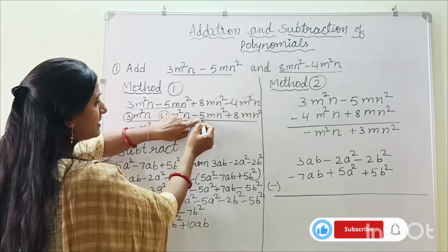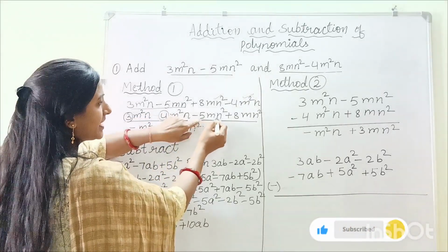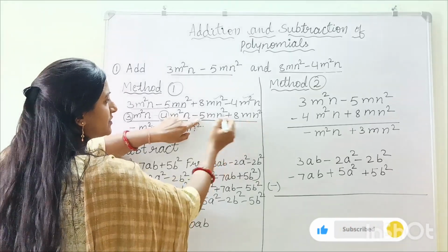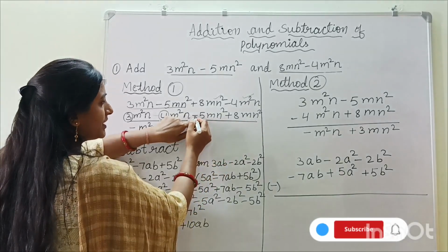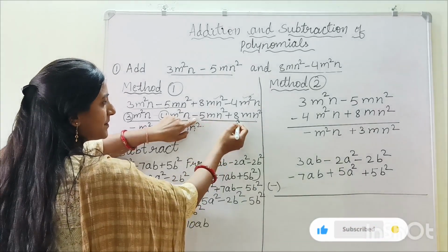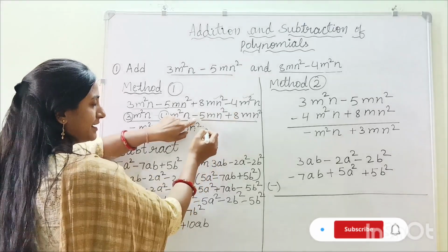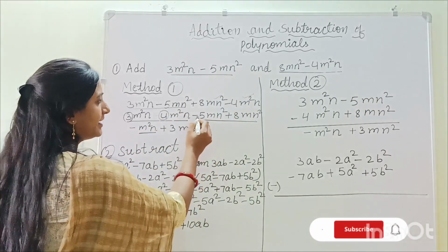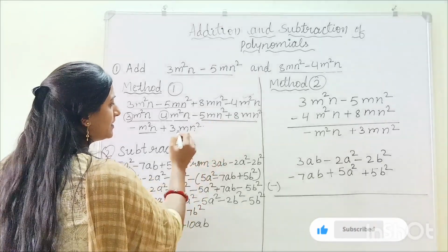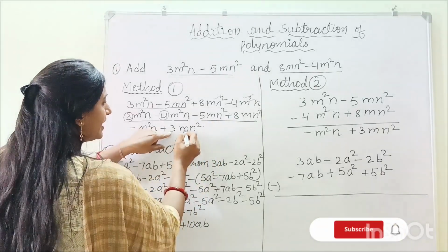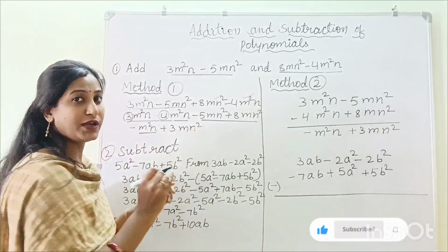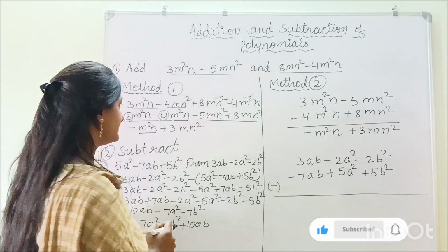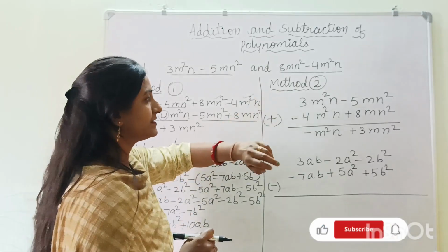Next one is minus 5mn square plus 8mn square. These two are like terms, so we can add or subtract. Here it is minus and plus, so we subtract from the greater number. 8 minus 5, you will get 3. And the sign of the greater number between these two is plus. So 3mn square. Remember, only the numerical coefficients we have to subtract.